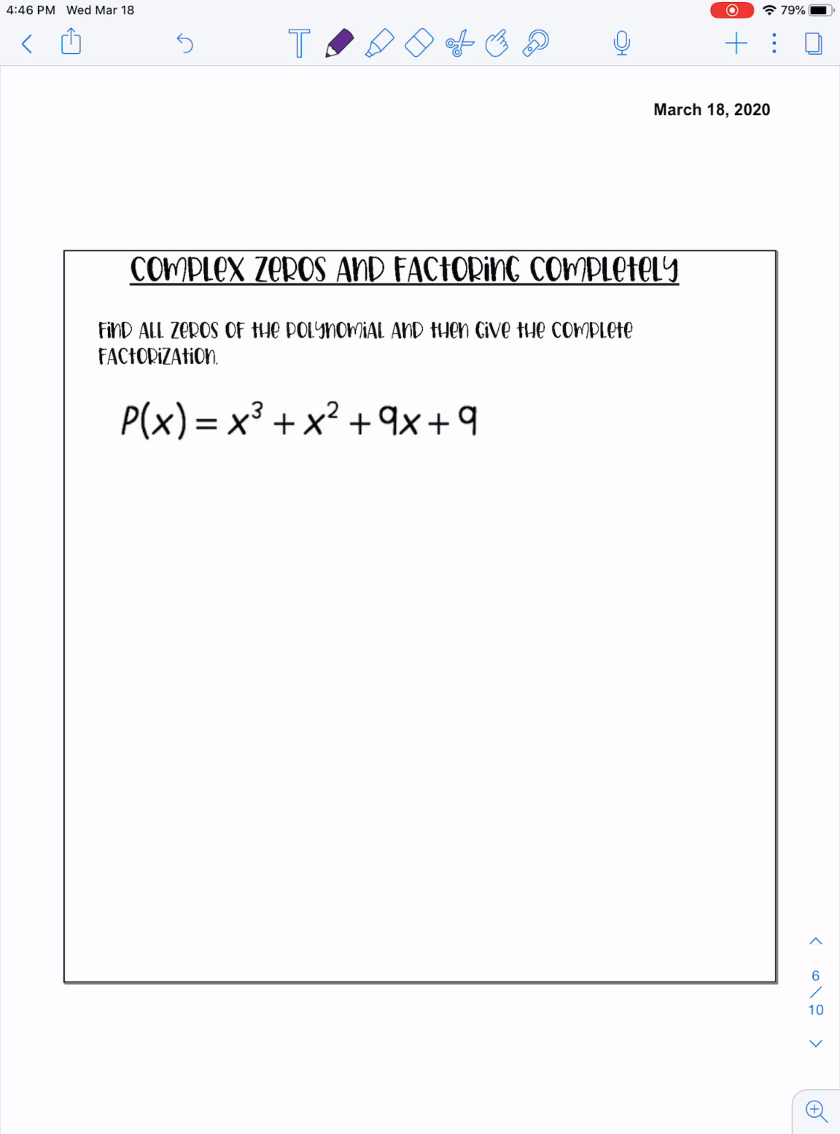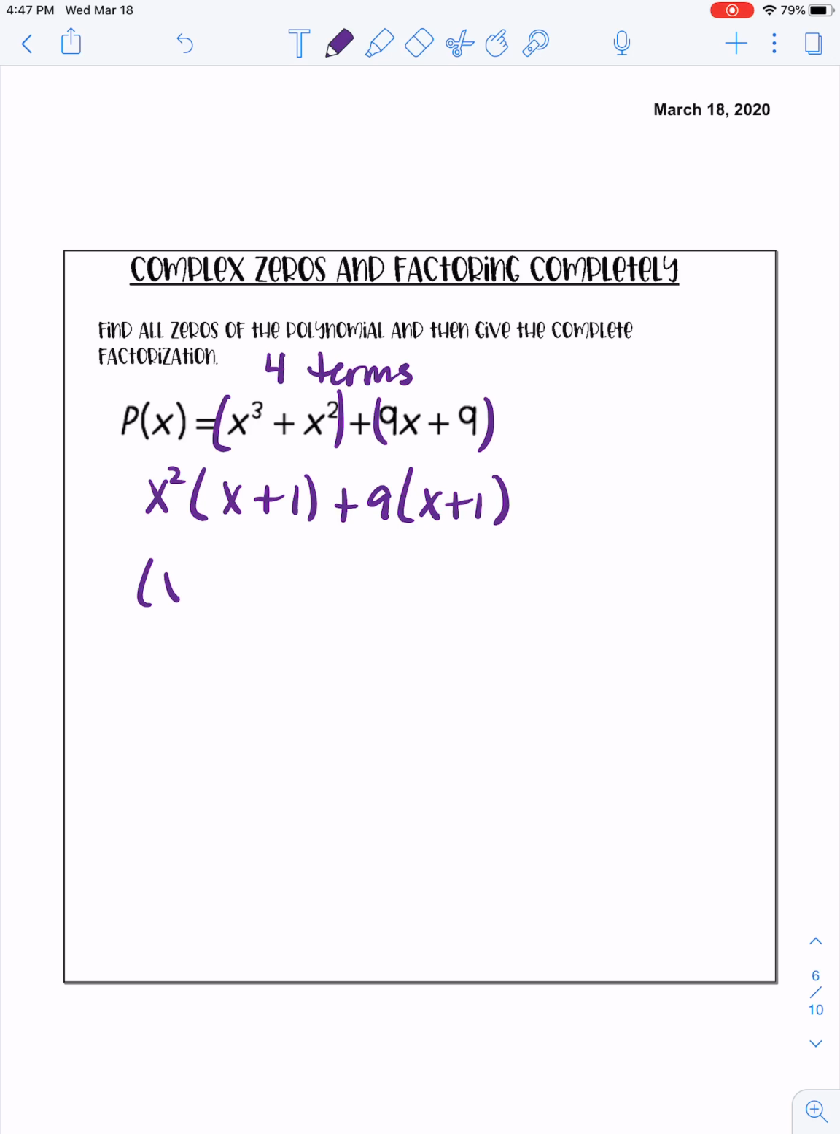Here I have 4 terms, so I have to factor by grouping. I'm going to group the first 2 and the last 2. There's a GCF here of x squared I can take out, which leaves me with x plus 1. Here I can take out 9, which leaves me with x plus 1. So my factors are x plus 1 and x squared plus 9.